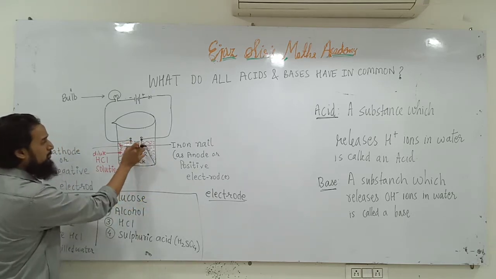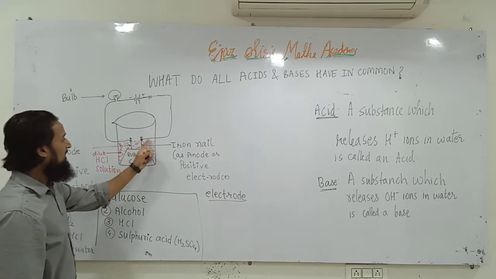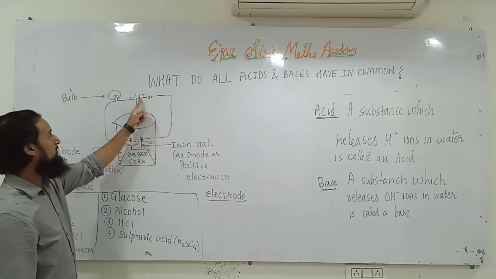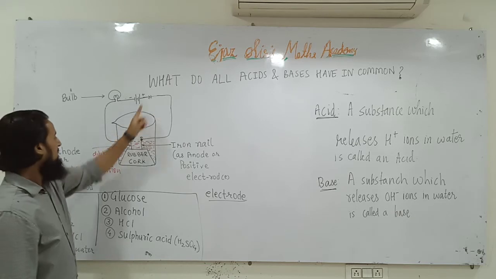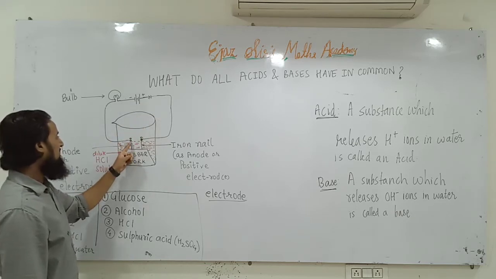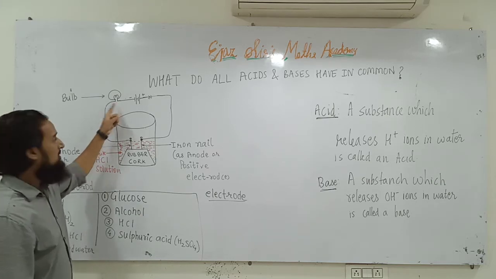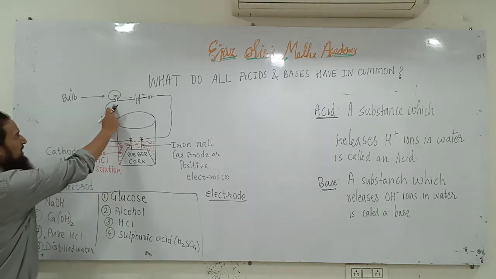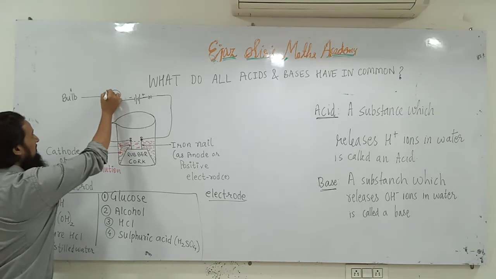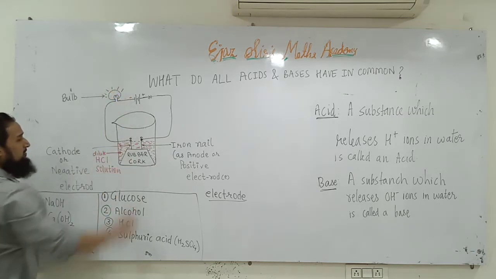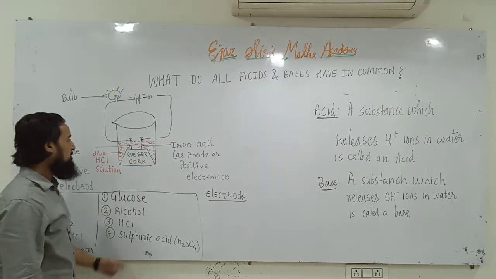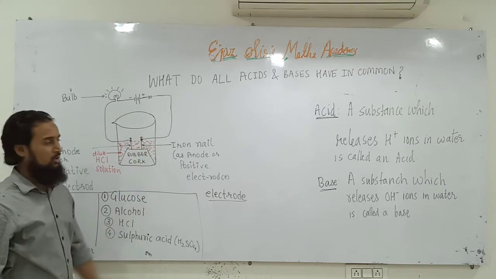So, a rubber cork, two iron nails. One iron nail is connected to the positive terminal of the battery through a switch, and one iron nail is connected to the negative terminal of the battery, and there is a bulb. If the bulb glows, it will show that electric current is flowing through the solution. And if the bulb does not glow, then it will show that this solution is a bad conductor of electricity.